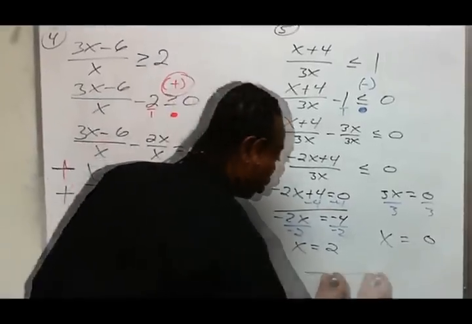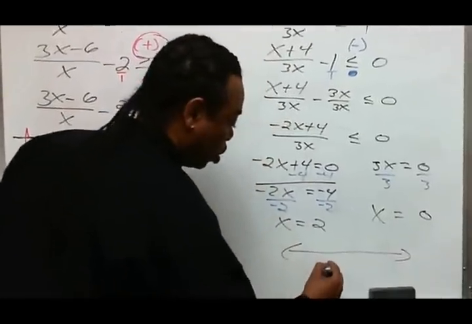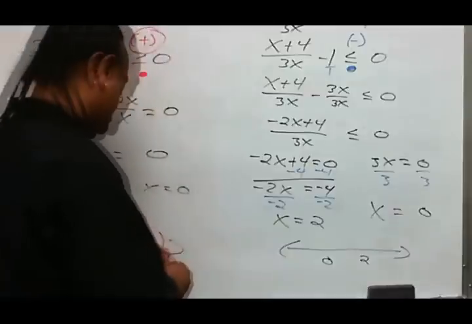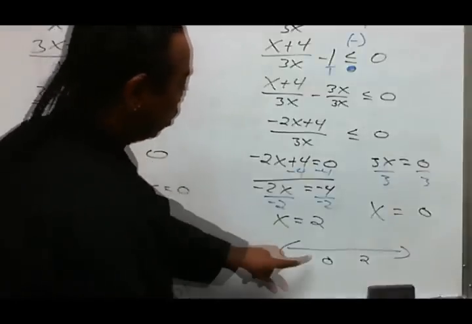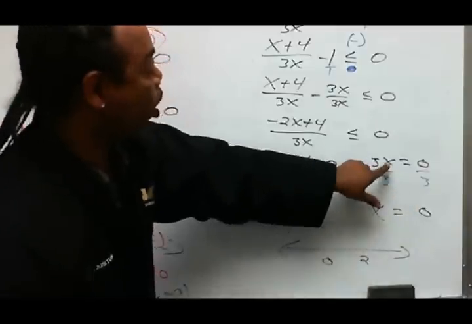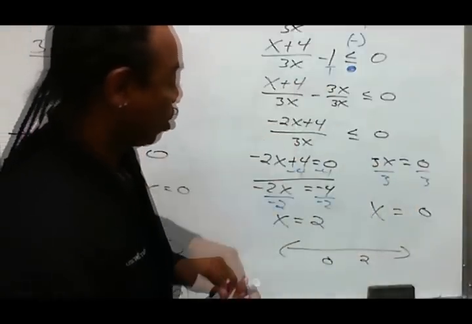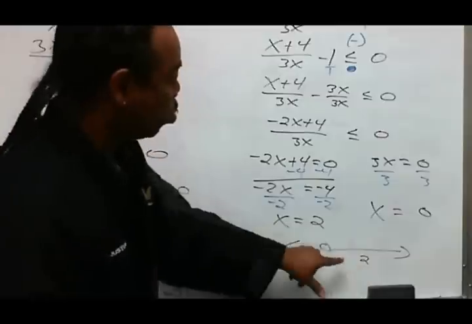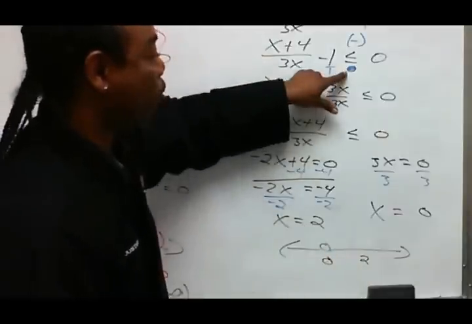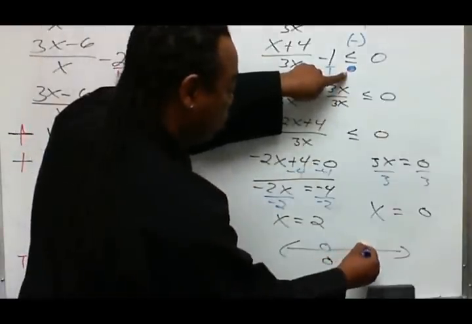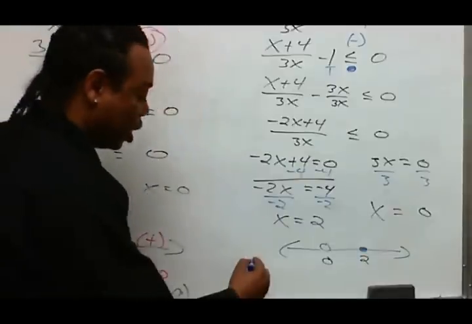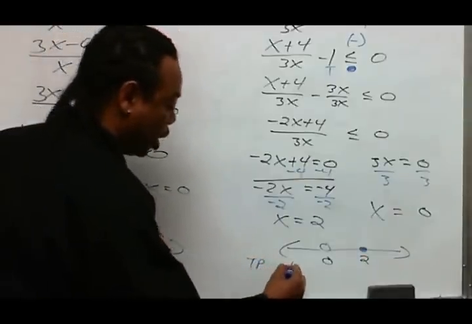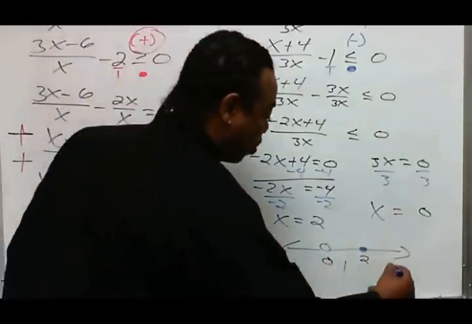So let's put those on the number line in order, 0 and 2. 0 came from solving x, which was in the denominator, and that's always going to be open. The 2 came from solving the numerator, which follows this right here, which will be a closed dot. Now I'll use test points of negative 10, 1, and positive 10.